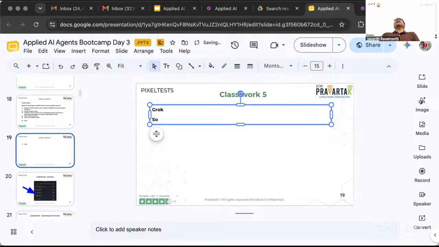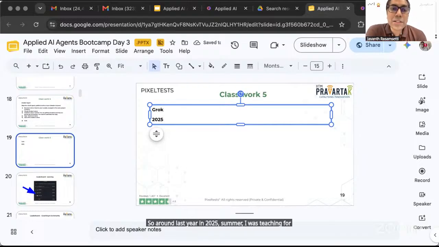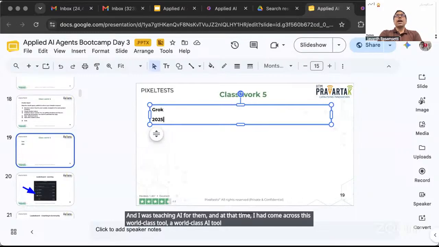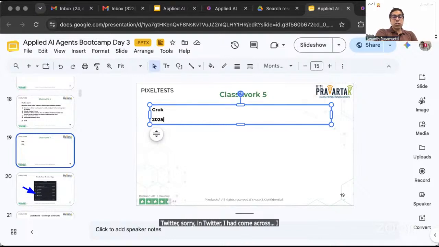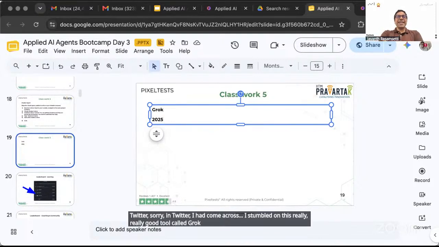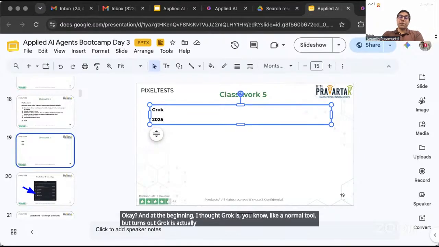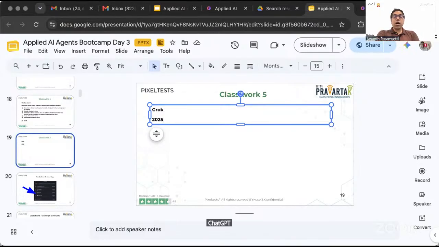So around last year in 2025 summer, I was teaching for a small medium enterprise course, and I was teaching AI for them. At that time, I stumbled on this really, really good tool called Grok, on Twitter. At the beginning, I thought Grok is like a normal tool, but turns out Grok is actually much more powerful than ChatGPT, Gemini as well, or Claude. Okay, and the results were mind blowing.